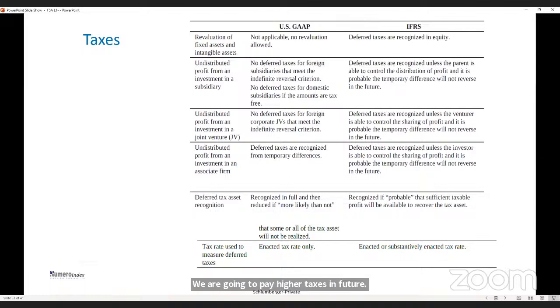The next one, the second statement: whatever is making you pay higher taxes today, but you'll be paying lower taxes in future, that means you have a deferred tax asset. Now let's put it in this scenario. Let's say you have some impairments. I'm just giving you an example. Then you say you have an impairment on assets of $10,000.